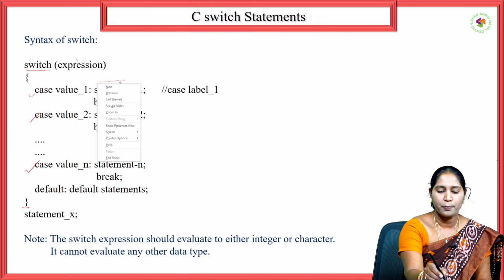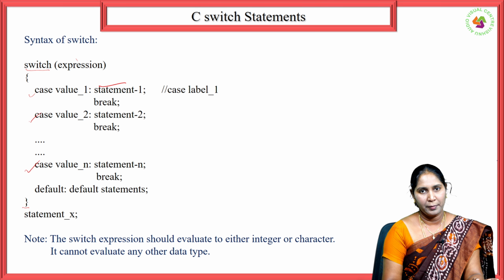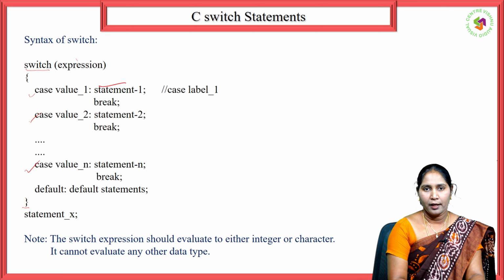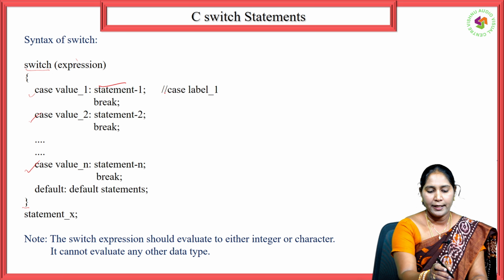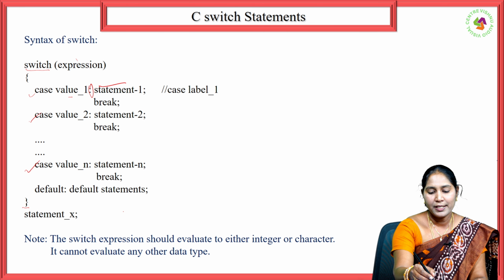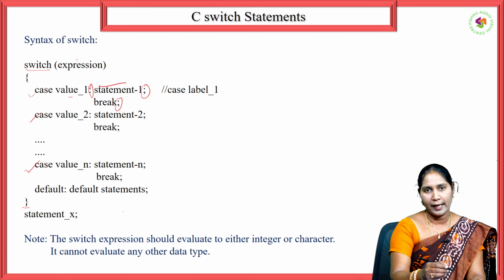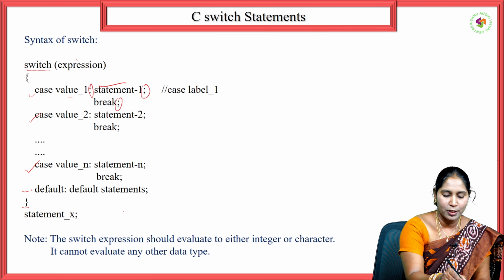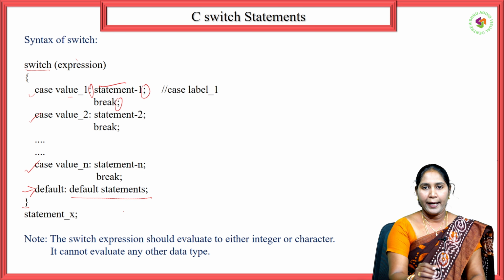After that, I will be specifying multiple statements: statement 1, statement 2, statement 3, and so on to statement n, and finally I'll be using the break statement. Every statement enclosed in a case should be terminated with a semicolon. That you have to keep in mind: the case label should be terminated with a colon, and every statement in that particular case has to be terminated with a semicolon. I can use as many cases as I want. If none of the cases are satisfied, then the control directly comes to the default statement, and whatever default statement I have written will be executed.